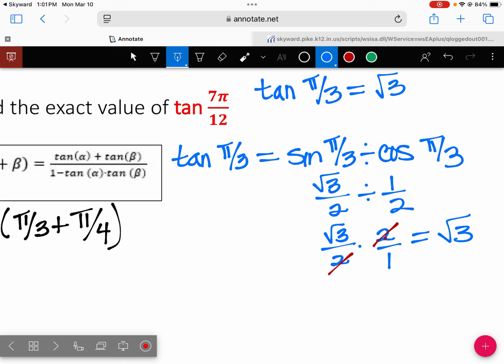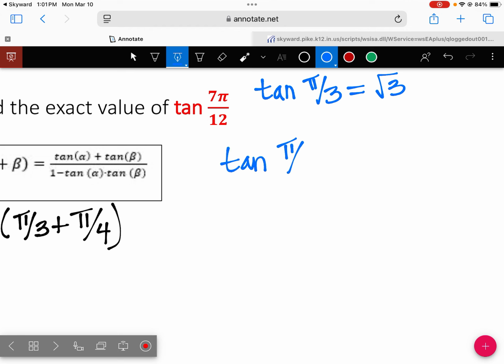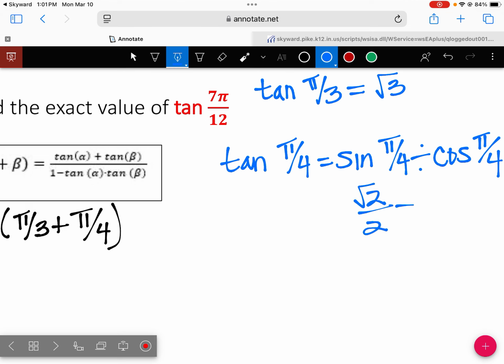So we got to do the same thing for pi over 4. Now that one should be a lot easier though. So to find the tangent of pi over 4, again, we're going to take the sine divided by cosine. So that would be root 2 over 2 divided by root 2 over 2. I shouldn't really need to go any further because this is one that tangent is pretty easy. What is the tangent of pi over 4 going to be? 1. So we got that. We know tangent of pi over 4 is 1.